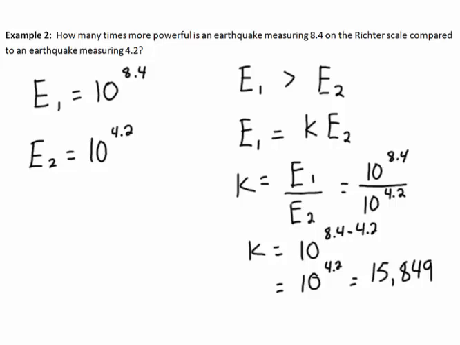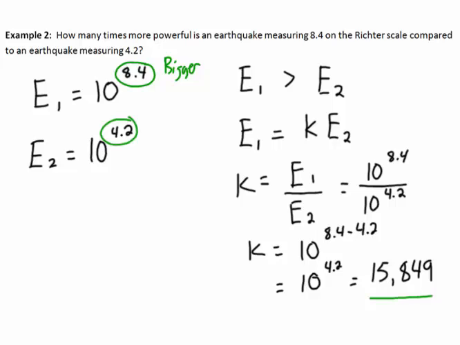Now you can see why we use the Richter scale to give us a value that is more reasonable. If we're comparing 4.2 to 8.4, we can see that 8.4 is much bigger, but it's bigger based on base 10. It's almost 16,000 times as great. And we don't want to be in that kind of earthquake.